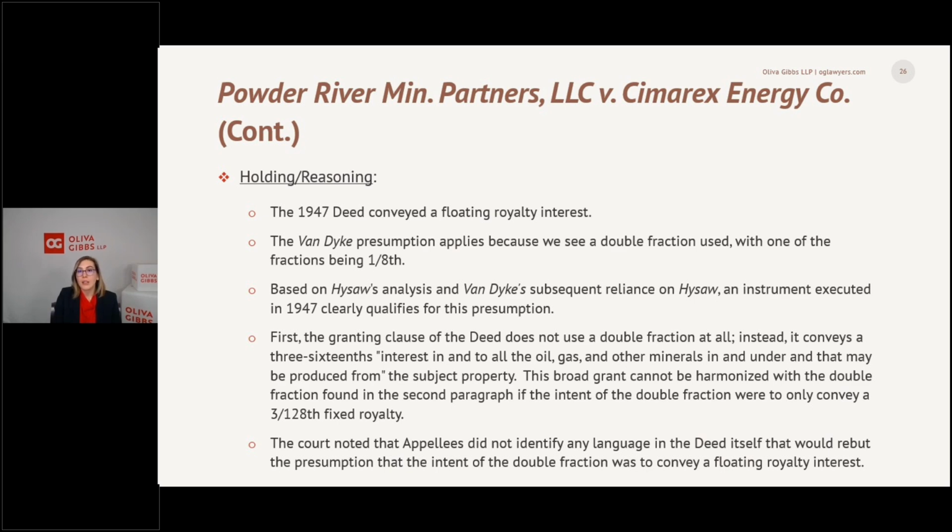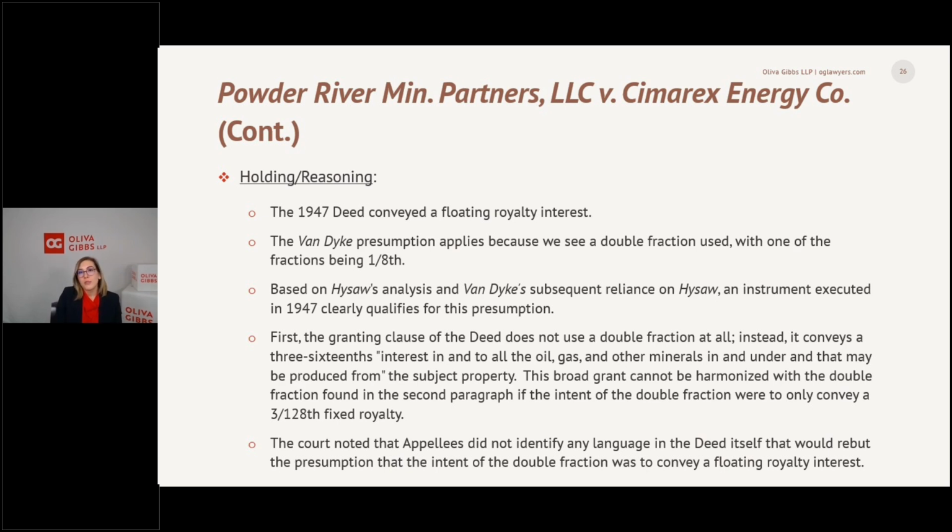The court looked at the granting clause of the deed, which did not use the double fraction at all. Instead, the granting clause conveyed a 3/16 interest. This broad grant could not be harmonized with the double fraction found in the second paragraph if the intent of the double fraction was to only convey a 3/128 fixed royalty. The court noted that the appellees did not identify any language in the deed itself that could rebut the Van Dyke presumption that the intent of the double fraction was to convey a floating royalty interest.